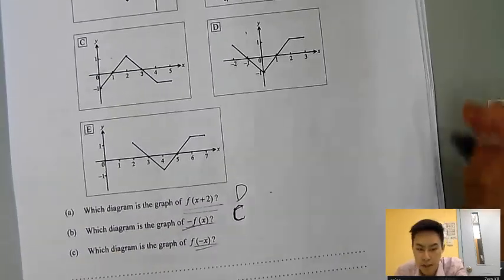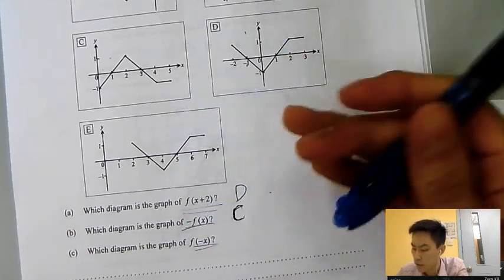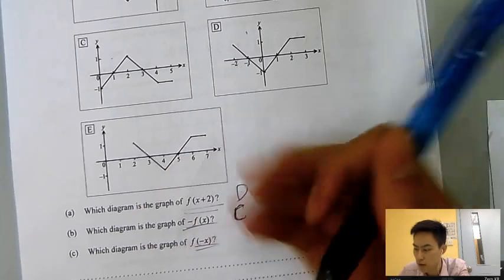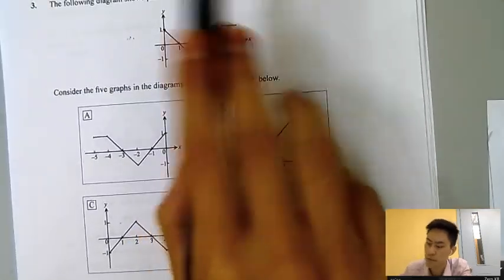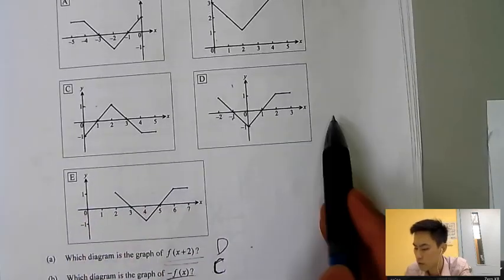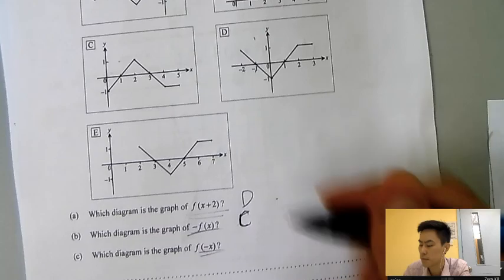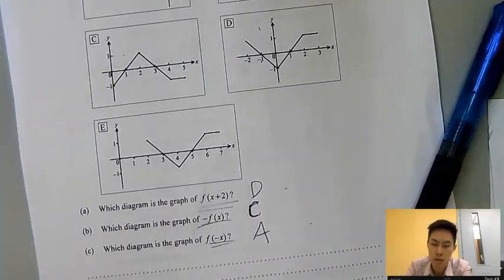Diagram C. And then which diagram is the graph of f(minus x)? Refer to inside the bracket, which affects x. Positive x becomes negative x. So 5 becomes negative 5. Just refer to the one with minus 5, right here. So B, C, A is the answer. So let's move on to the next page.